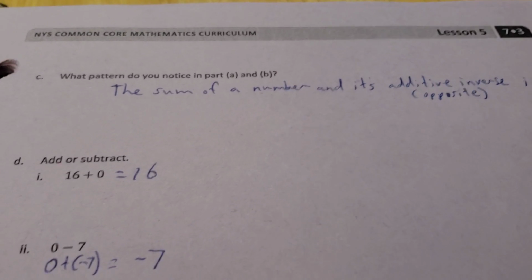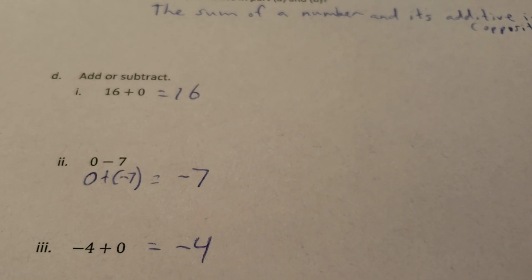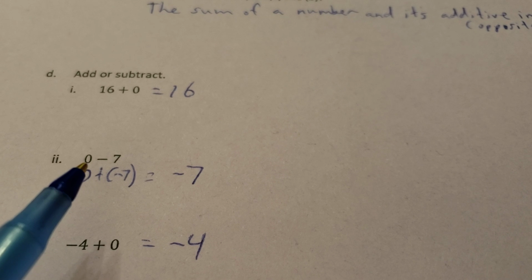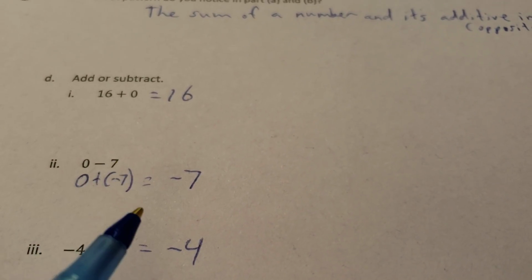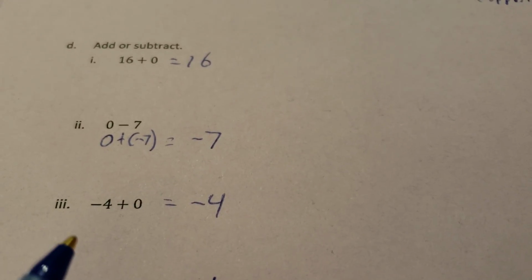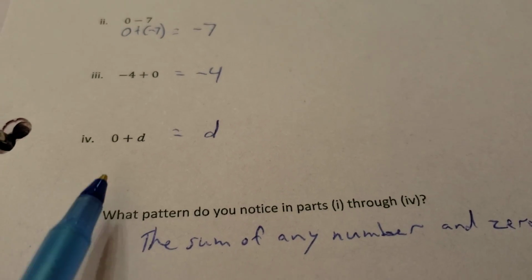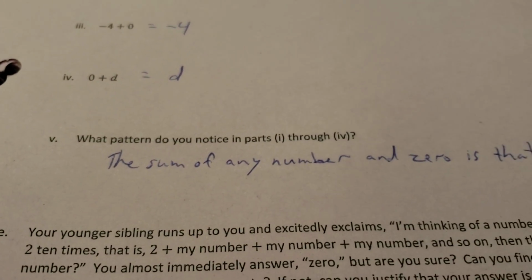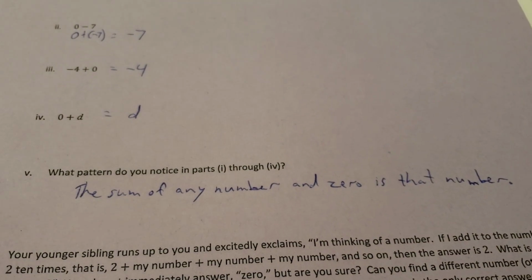All right. Then this one we could add or subtract if we want to. 16 plus nothing, a 0, is just 16. And then if I turn subtraction into addition, it's minus to a plus, 7 becomes negative 7, 0 plus negative 7 is negative 7. Negative 4 plus 0 is just negative 4. 0 plus d is just d. So what do we notice about that pattern? The sum of any number and 0 is that number.